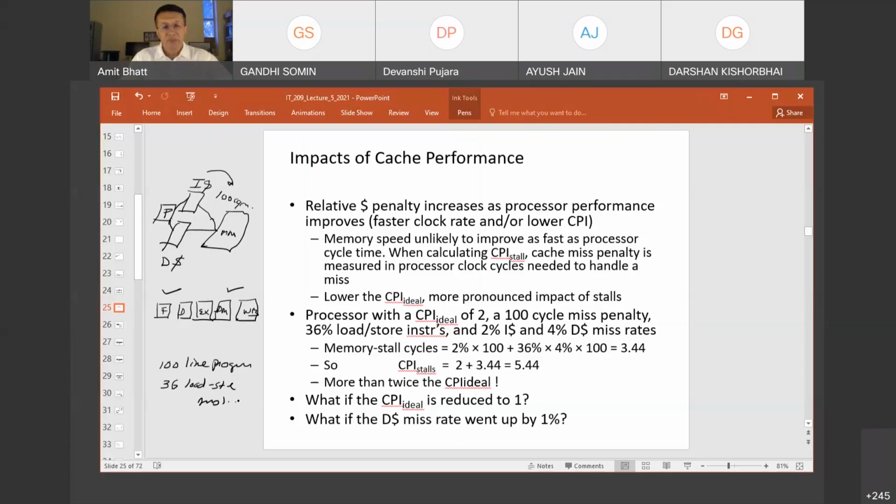Can you tell me, just by looking at this data, what would be the total number of memory accesses, including both instruction and data memory? 36 accesses will be 36.